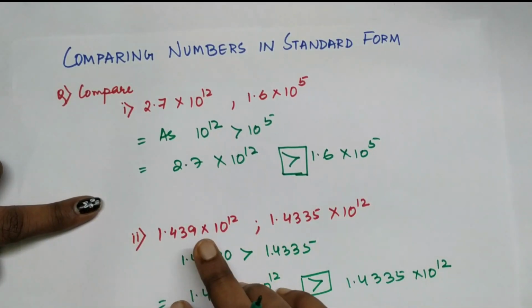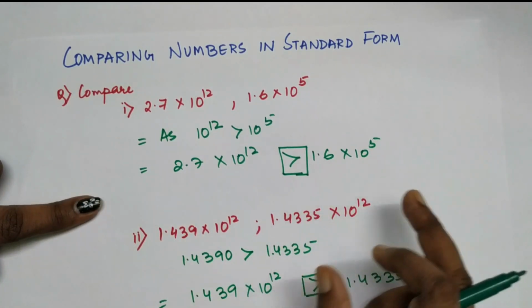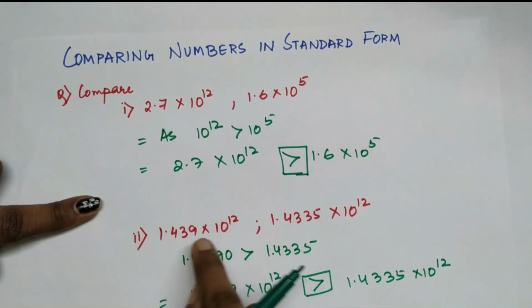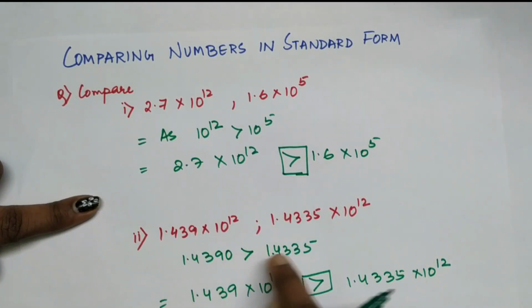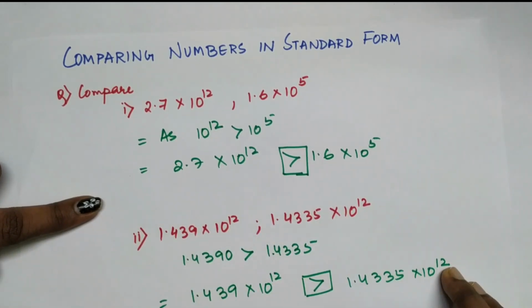It would be very easy if this was 1.439 and that was 1.4339. So 4 is obviously larger, then that would have been the larger number. But here the numbers are very similar. So I told you how to compare them like decimal numbers. Make them like decimals, check which number is greater, and that particular standard form will be greater.